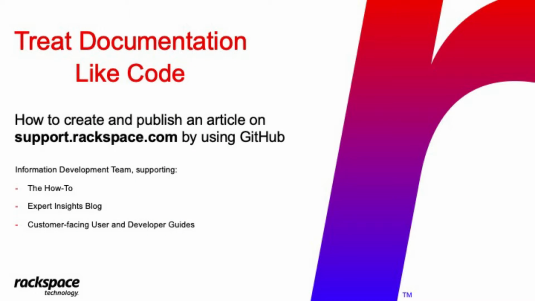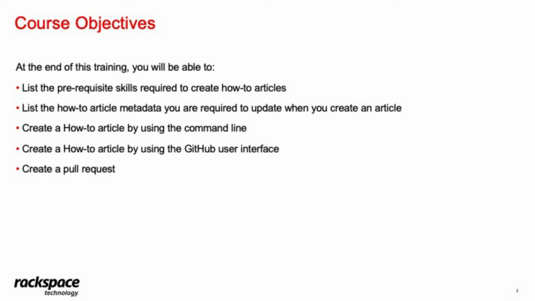Welcome to the Rackspace Technology Treat Documentation Like Code Create and Publish New Content course. By the time you finish, you'll know how to create and publish a new how-to article and other documentation such as developer guides and user guides. The course covers creation through the GitHub user interface or GUI and through the command line. It also explains the content metadata and the Git pull request or PR process.